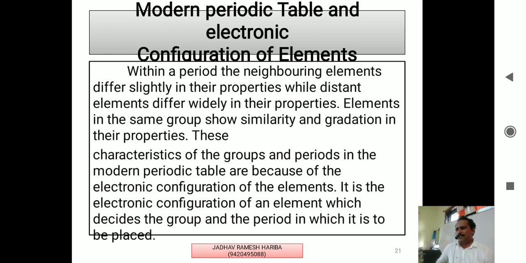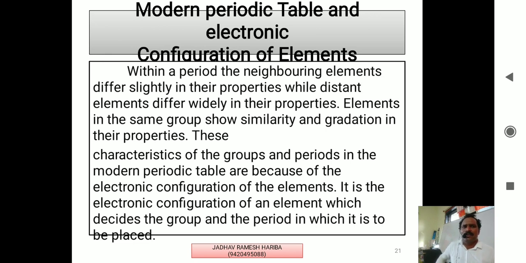If we know the atomic number of the element, we can calculate in which group and which period this element should be fitted. It depends upon the electronic configuration of that element.